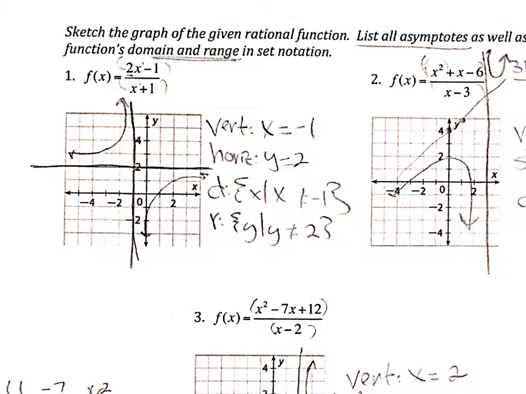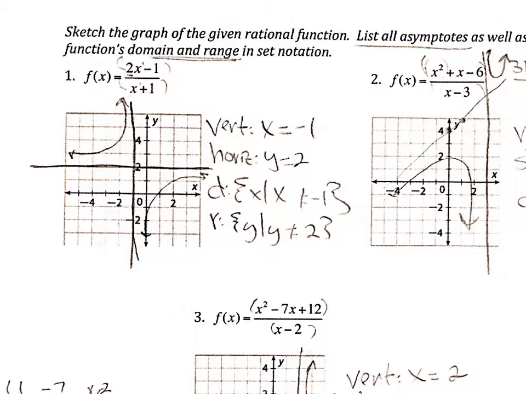So remember the verticals, whatever makes the bottom 0. The horizontal, you have 3 different options. If the degree on the top is bigger, there's not a horizontal. Degree on the bottom is bigger, the horizontal asymptote is y equals 0, or the x-axis. And if the degrees are the same, it is leading coefficient over leading coefficient.